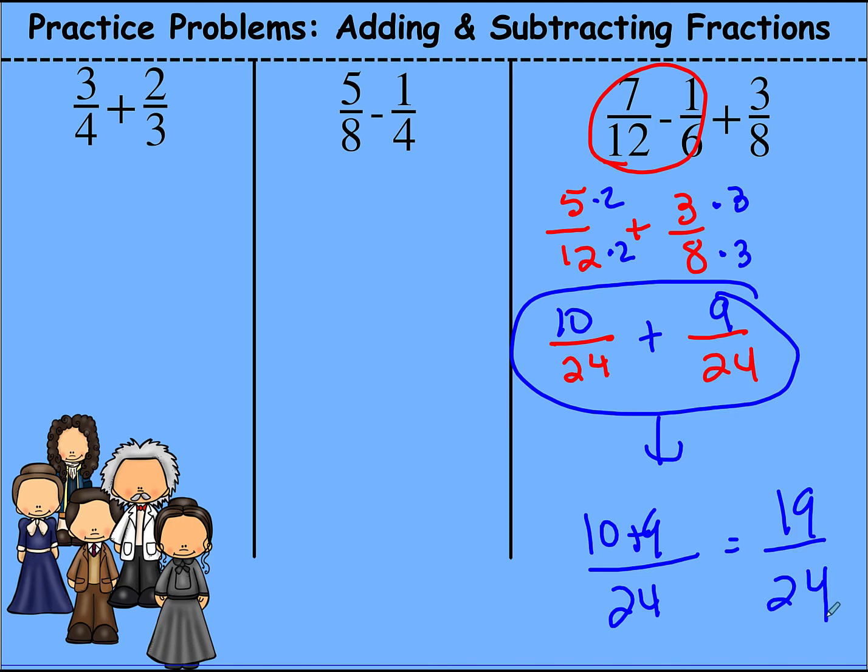19 is a prime number. Therefore, 24 cannot be divided by 19, and there's no other number they could have in common other than 1. So the answer to this problem is 19 over 24.